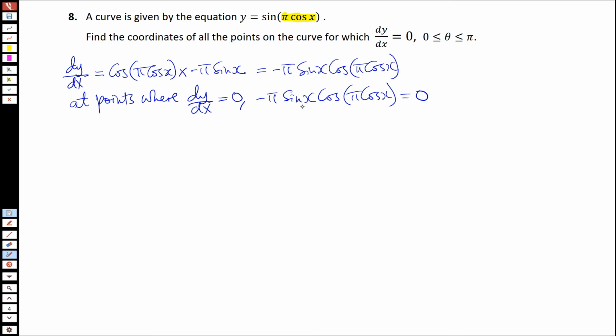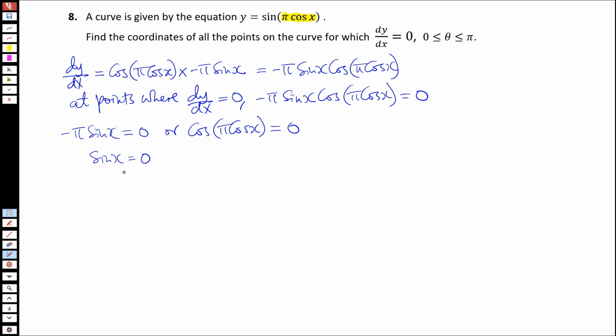So that implies that either this will be equal to 0 or that will be equal to 0, if the product of these two is equal to 0. So either negative pi sine x is equal to 0 or cosine of pi cos x is equal to 0. Now to solve for x, you divide both sides by negative pi. So that means that sine x will be equal to 0. Let me just solve this first.